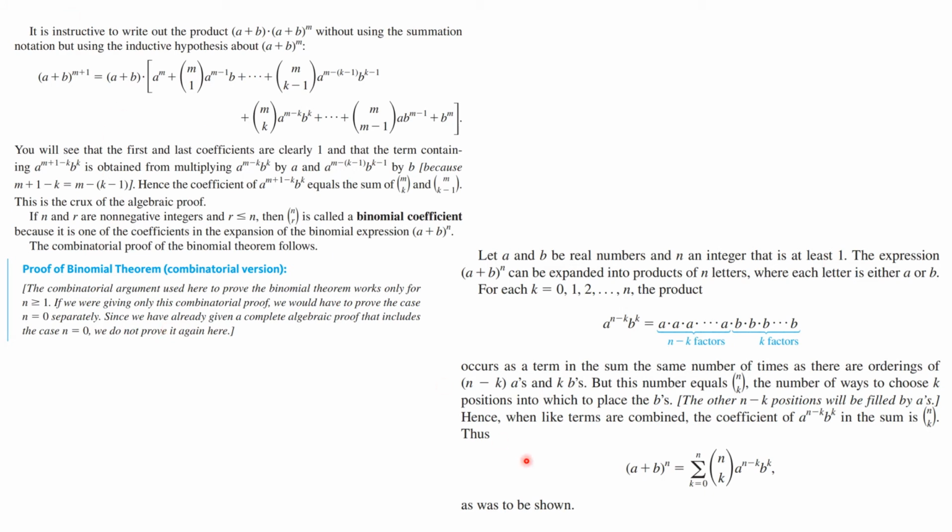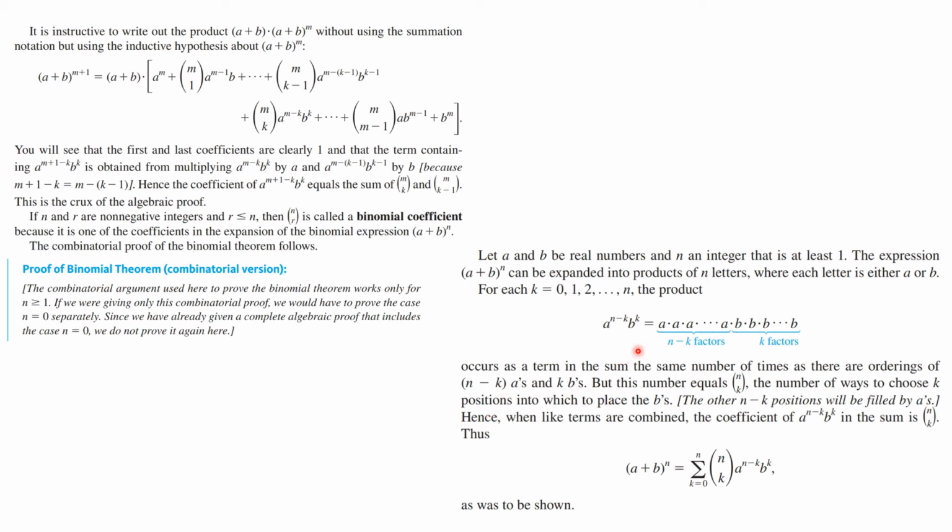N equals 0 was already proven here. So the expression (a plus b) to the n can be expanded into a product of n letters, where each letter is either a or b. So it looks like this. So a to the n minus k will have n minus k factors of a, and then k factors of b. And this occurs as a term in the sum the same number of times that there are orderings of these.